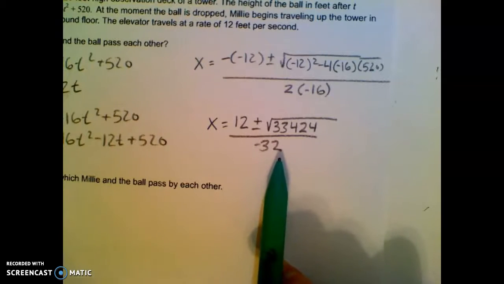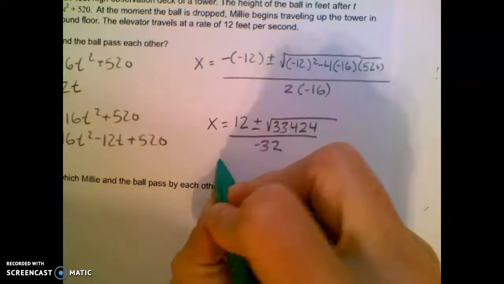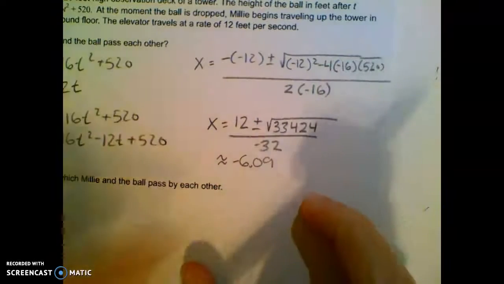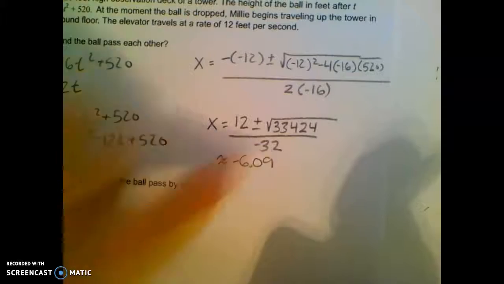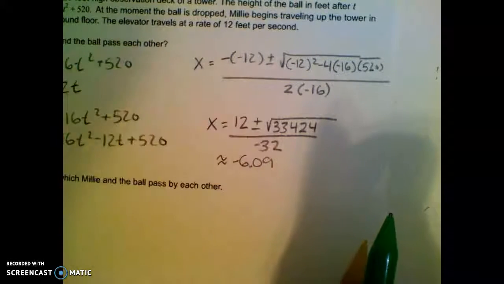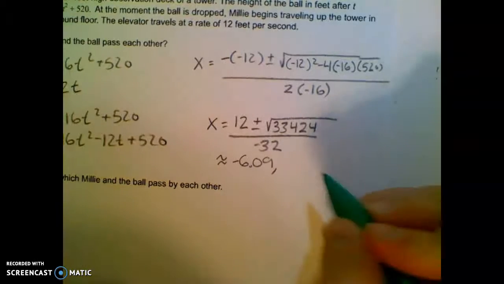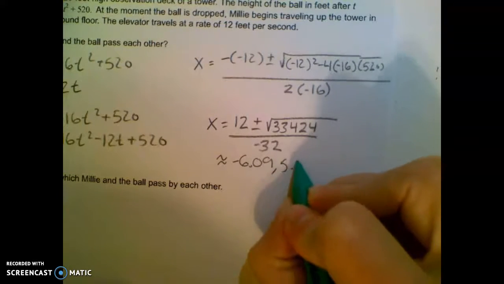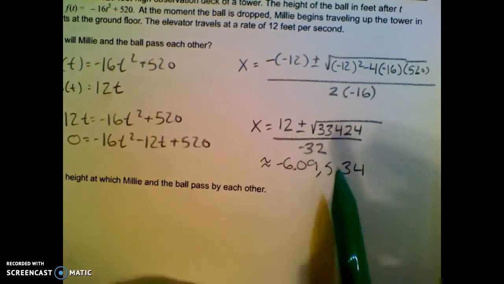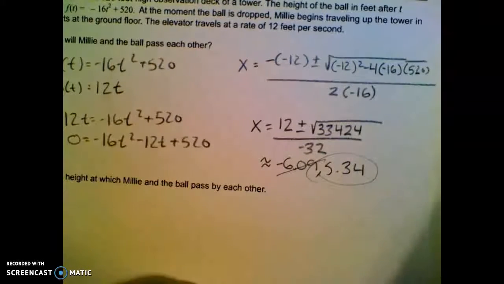I'm going to go ahead and type it in the calculator again, and you're going to get two answers. I already went ahead and did them. You're going to get negative 6.09. Typing in the entire top thing, press enter, divide by negative 32. And do the same thing with a minus. 12 minus that, divide by negative 32. You get this other answer, which is 5.34. Okay, so you get two separate answers. The question was, at what time will Millie and the ball pass each other? So obviously I can't have negative 6 seconds, so it'll take 5.34 seconds for Millie and the ball to pass each other.